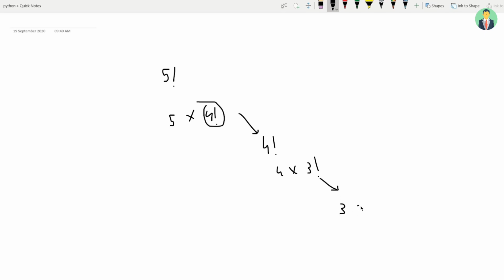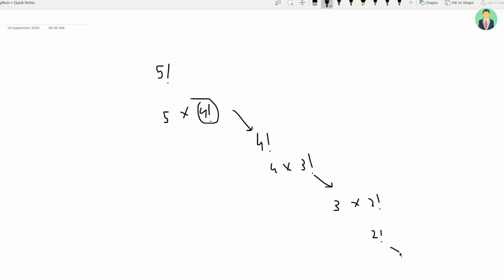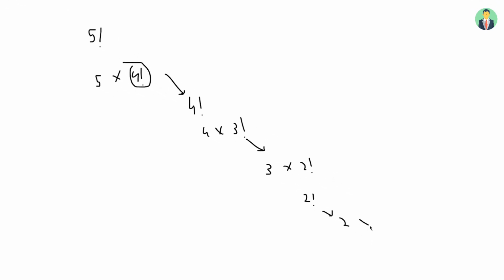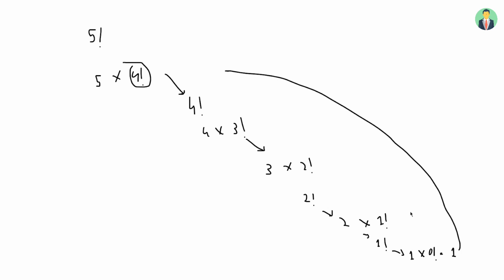3 factorial can be written as 3 into 2 factorial. Now what is 2 factorial? 2 factorial is 2 into 1 factorial. What is 1 factorial now? That can be written as 1 into 0 factorial, right? And we know 0 factorial is 1. So then this whole callback is made. It goes back one at a time. At this stage, the function will tell the older call of the function, oh, 0 factorial is 1.